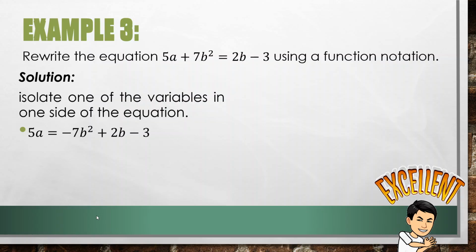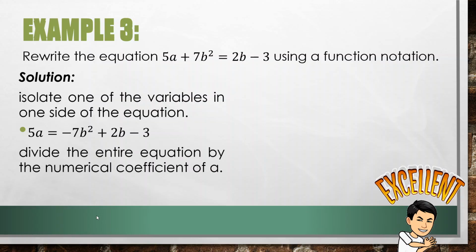Okay, next, anong gagawin natin? So na-isolate na natin si 5a. So ang kailangan lang natin is isang variable lang yung naandoon or literal coefficient doon sa isang side. Meron pa rin siya numerical coefficient. So now, yung numerical coefficient tatanggalin natin. So we are going to divide the entire equation by the numerical coefficient of a. So para makancel natin yung 5 doon sa 5a, ita-divide natin siya by 5 lahat.